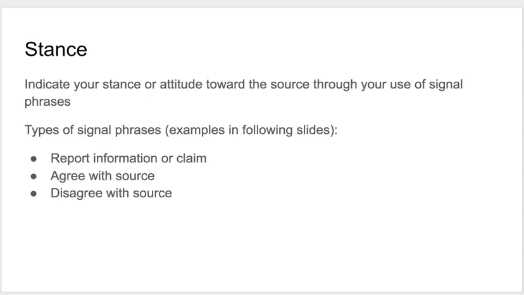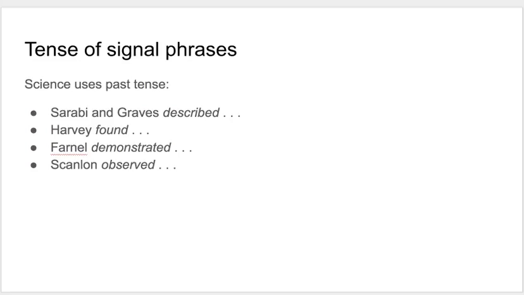Stance is another really important thing to express in your summary. So indicate your stance or attitude toward the source through your use of signal phrases. So types of signal phrases, and we'll give examples in the next few slides, include reporting information, agreeing with the source, or disagreeing with the source.